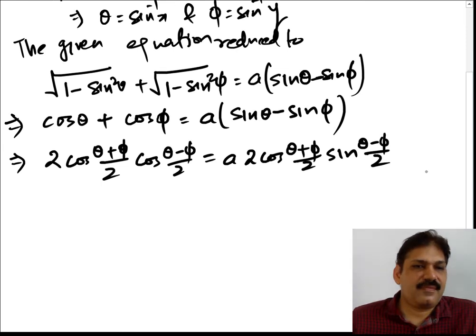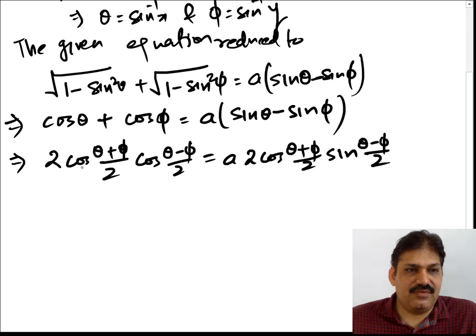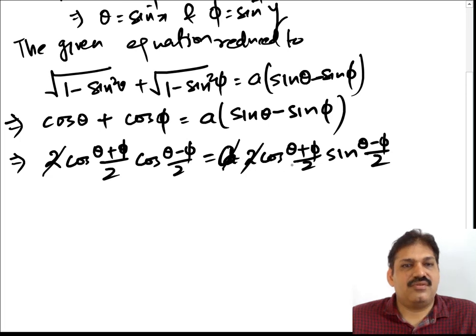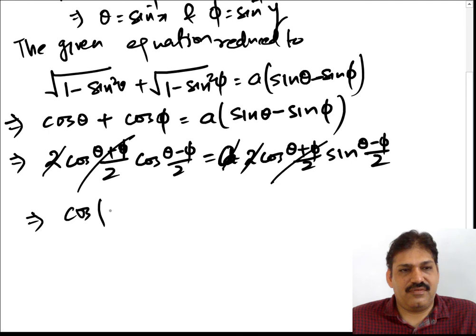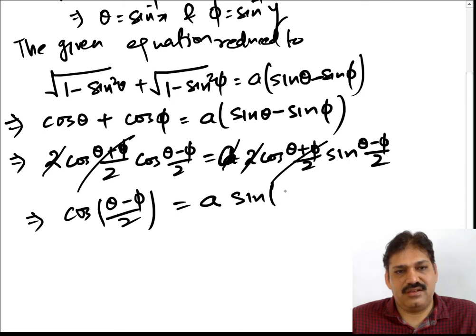So now we can see easily what is cancelled out. 2 is cancelled out. So cos of theta plus phi by 2 and cos of theta plus phi by 2 can be cancelled. This will simply give us cos of theta minus phi by 2 is equal to a times of sine of theta minus phi by 2.